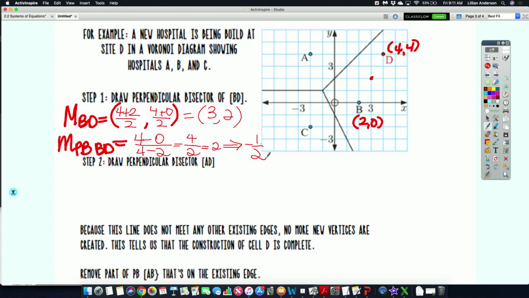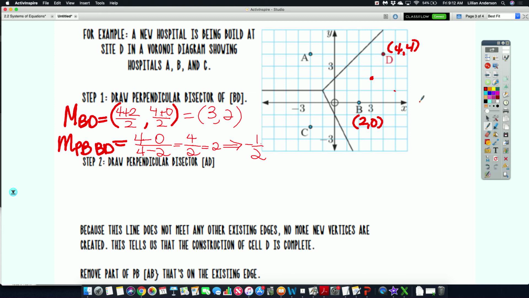So negative 1/2 is the slope that I need for my perpendicular bisector, and I'm going to graph the line using the slope from the midpoint, not the y-intercept, okay? I've got to stay within that cell. So from the midpoint, which is right here, I'm going to go down 1 over 2, down 1 over 2, and I'm out of the graph right now. Do you think if I continue to go down 1 over 2, I'm going to intersect another edge in my Voronoi diagram?